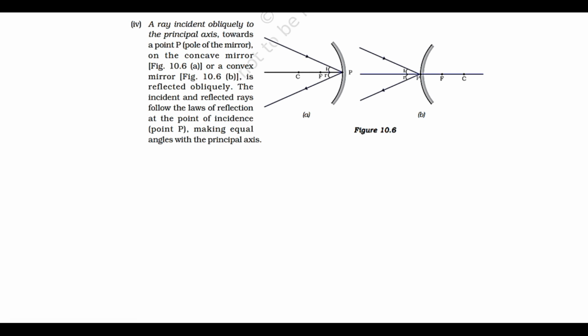Yes. It is another simple rule. When a light ray is incident obliquely, what is the meaning of obliquely? That means slanting with some angle. When it falls obliquely with some angle, it will get reflected obliquely with the same angle. Same for the convex mirror also. No deviation. That's all.